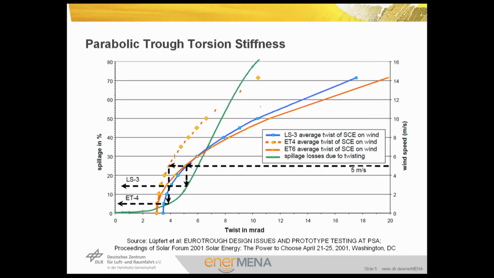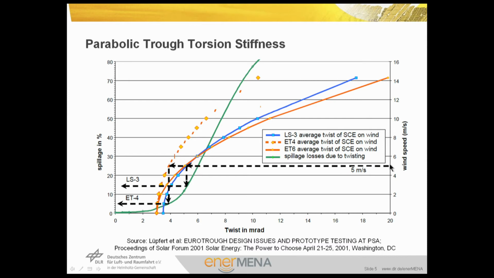We have here a rather complicated example to visualize the influence of parabolic trough stiffness on its optical performance. On the right vertical axis, we see the wind speed. In general, wind speed has an influence on the shape of the collector because the wind force induces a torque, and the torque is followed by a torsion of the collector. We have the blue and the orange line showing the average twist of the collector, and this twist is increasing with increasing wind speed. The higher the twist is, the higher is the spillage, which is the amount of radiation lost which does not hit the absorber tube.